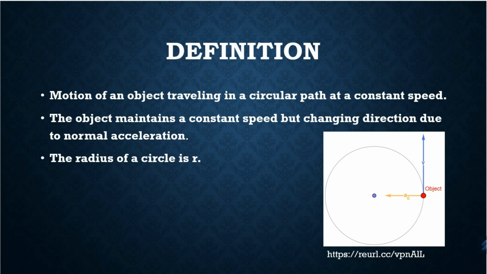This change in direction is caused by a physical quantity, normal acceleration. To summarize, uniform circular motion occurs when an object travels along a circular path at a constant speed. While the speed stays the same, the direction of motion changes because of centripetal acceleration. Since it's a circle, we represent the radius of the circle as r. So we can say normal acceleration is centripetal acceleration.